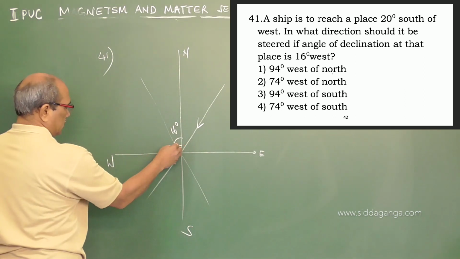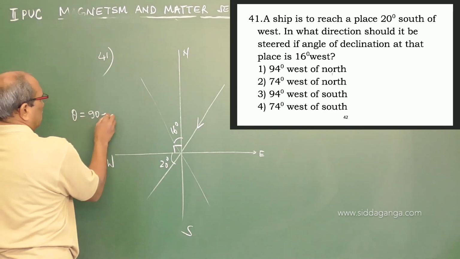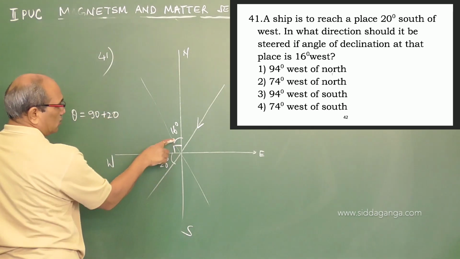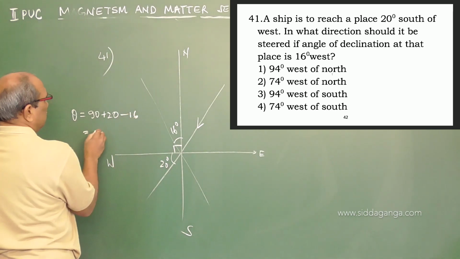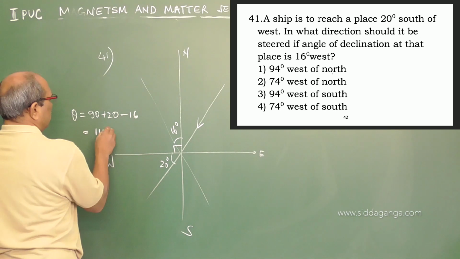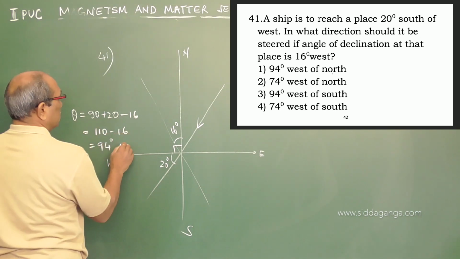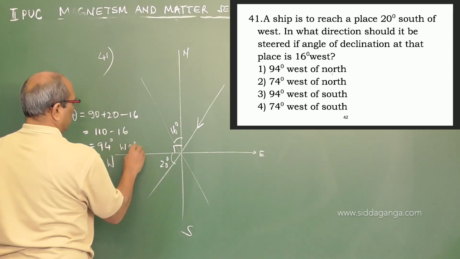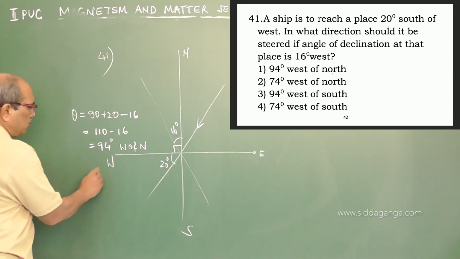So now this is 90 plus 20. If you want theta, 90 plus 20, the reading should give less 16, the magnetic needle. Then it will be 110 minus 16, which is 94 degrees west of north. 94 degrees west of north. That is option number 1.